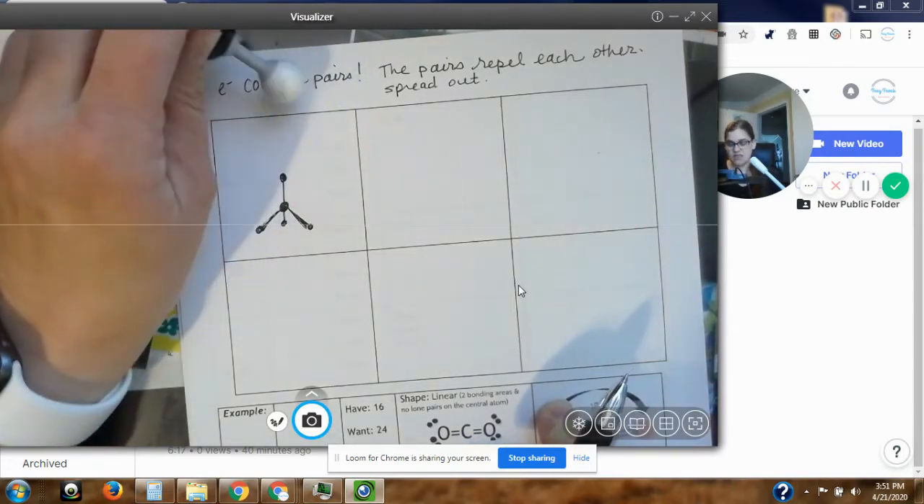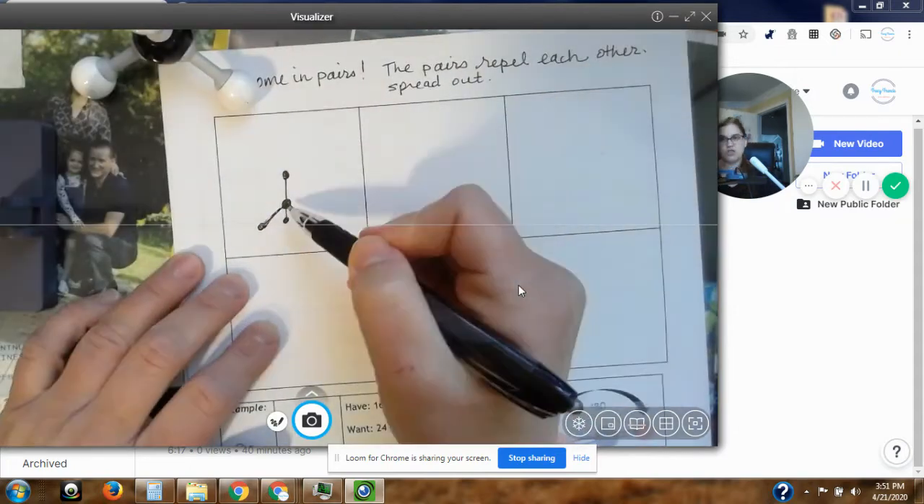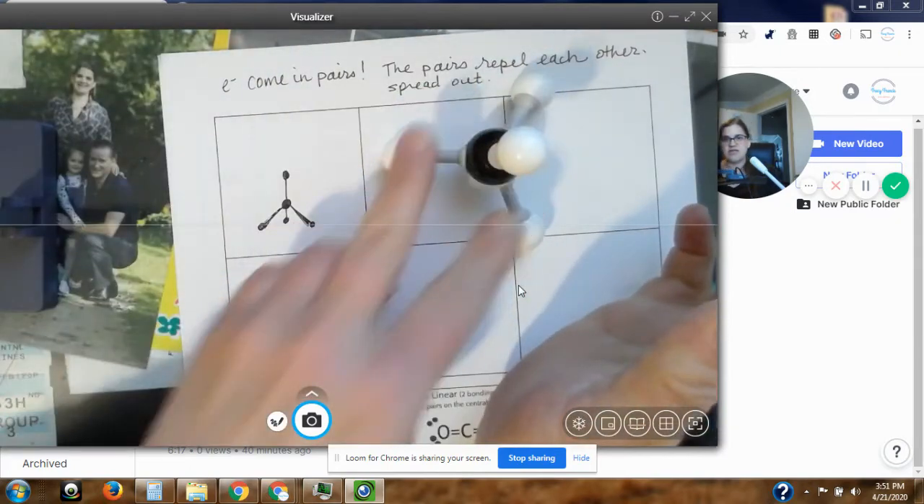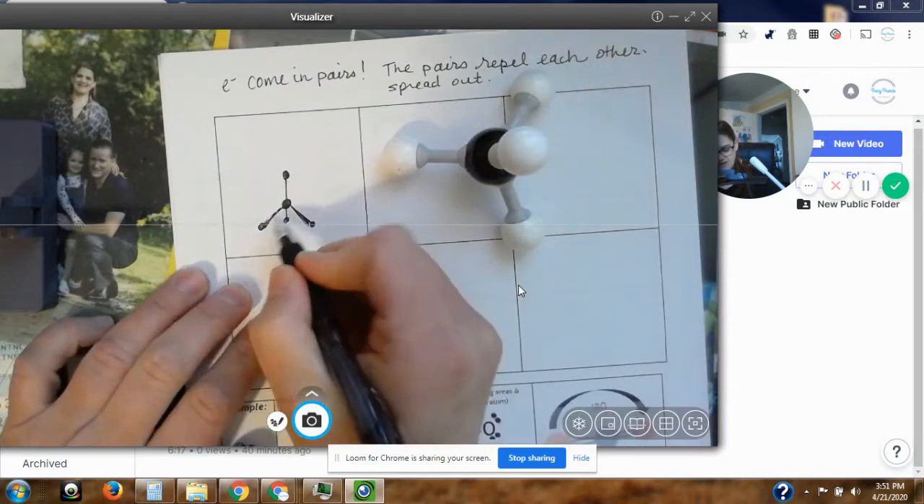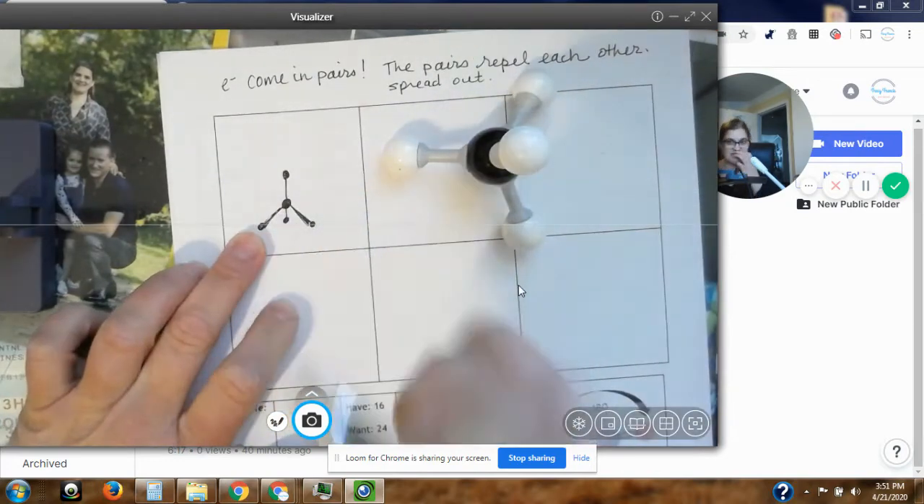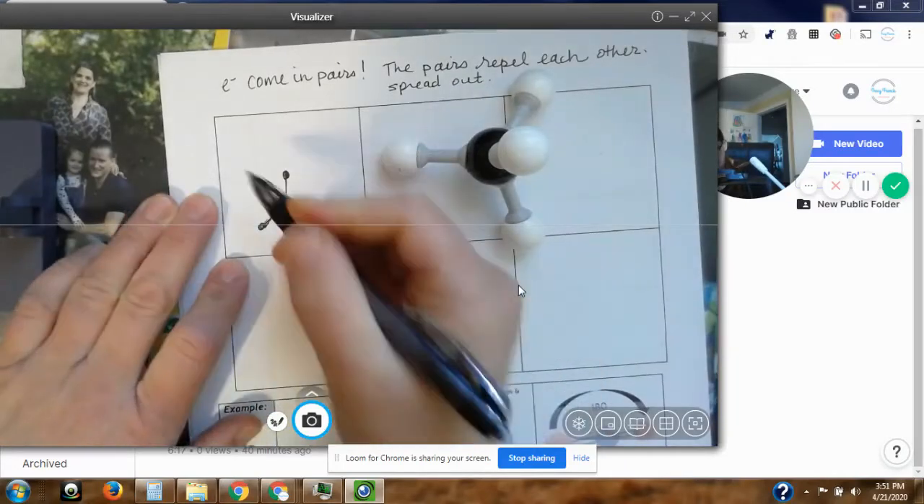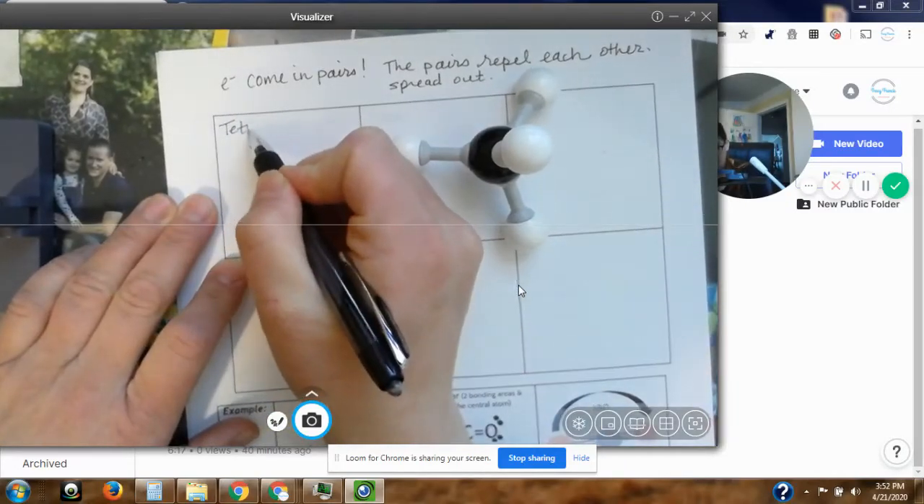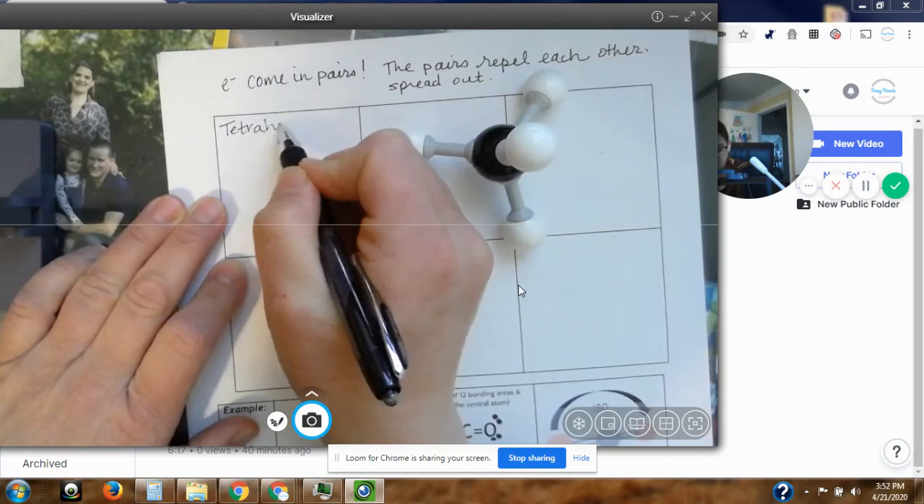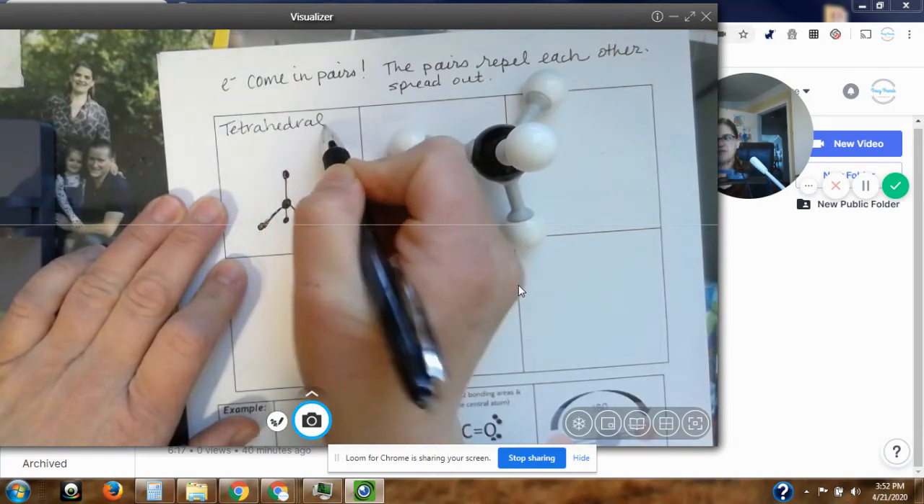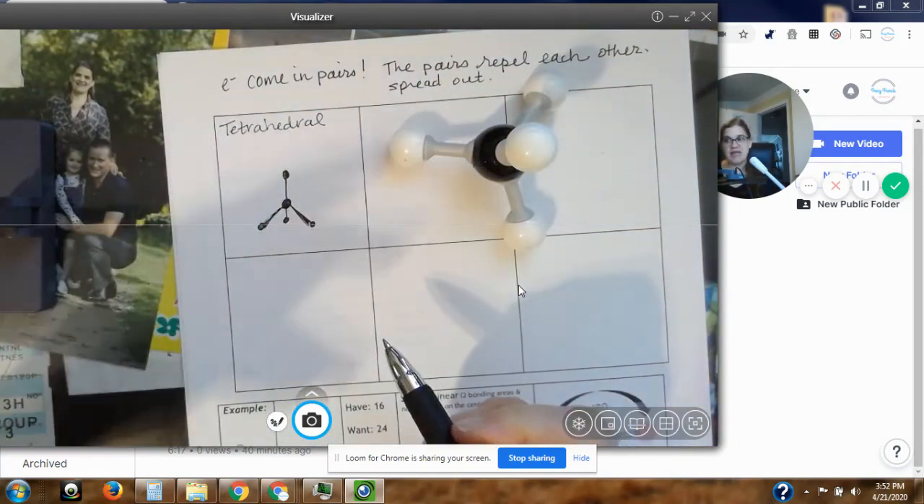Okay, so in this one, I want you to notice there's the central atom. I'm going to keep this out here so you can see this. And then we've got our 4, let's say, hydrogens attached. So there's 4 things attached, and we call this a tetrahedral, which stands for 4-hedral. So that's the molecular shape name for this.